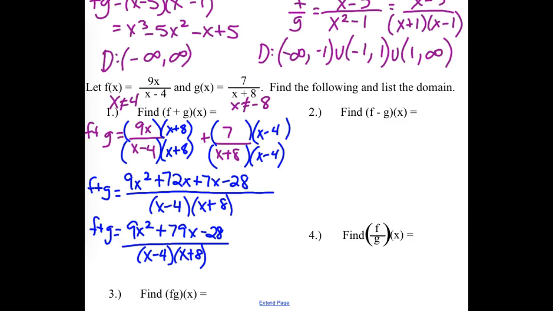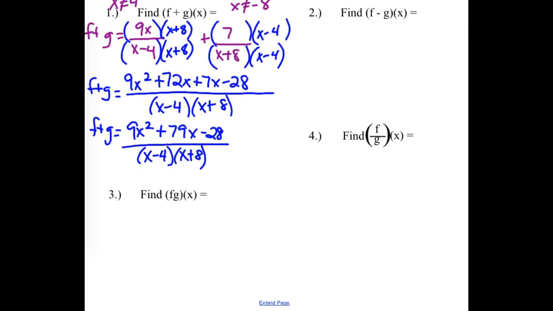Okay. So domain restriction for this would be what? I start at -infinity. What's my first jump? -8. Skip over -8, go up to 4, jump over that, and keep going.